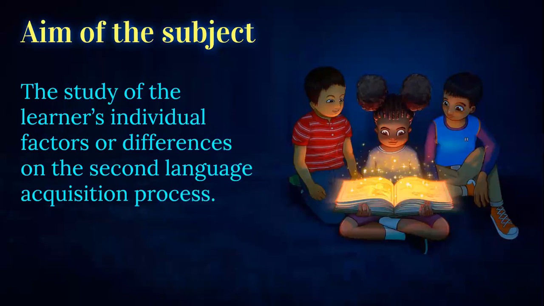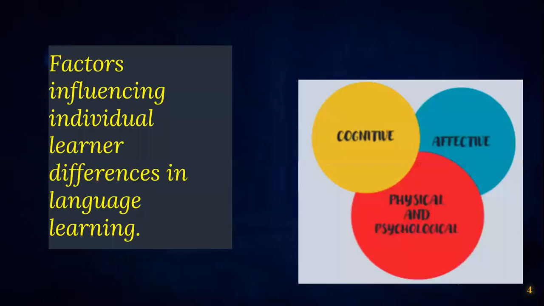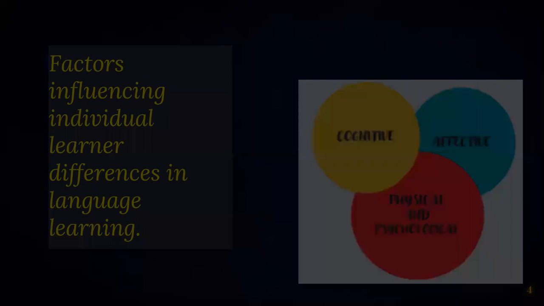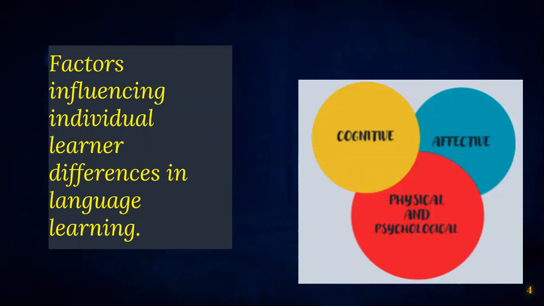The aim of the subject is the study of the learner's individual factors or differences of the second language acquisition process. These are factors influencing individual learner differences in language learning. Some of them can be cognitive, affective, and physical and psychological.